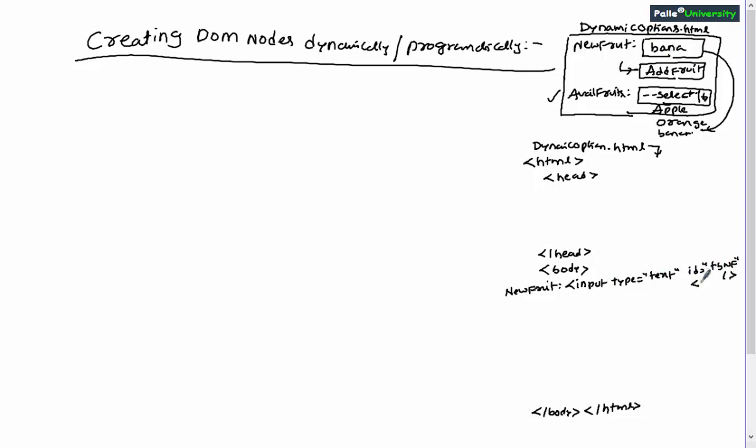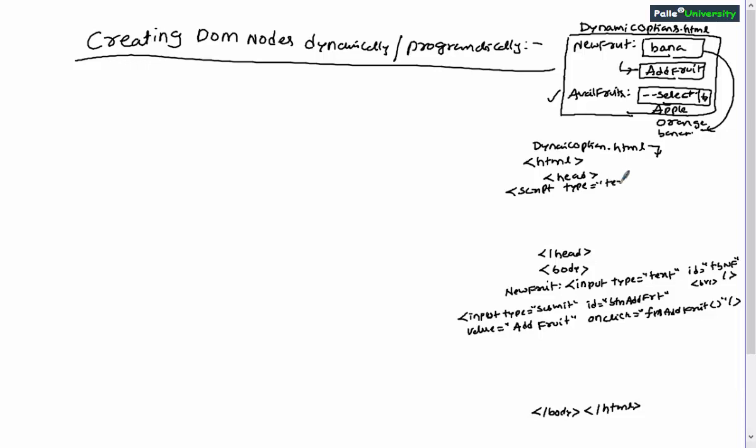Similar way, maybe you need a br tag. Next, button control code, something like this: input type submit, ID is equals to btnAddFrt, value add fruit, onclick is equals to fnAddFruit. So definitely you will be writing this fnAddFruit function inside the head, inside script like this. Script type is equals to text slash javascript and maybe end of script tag.